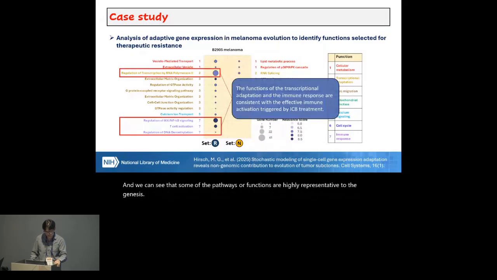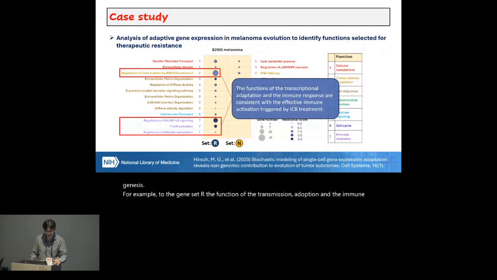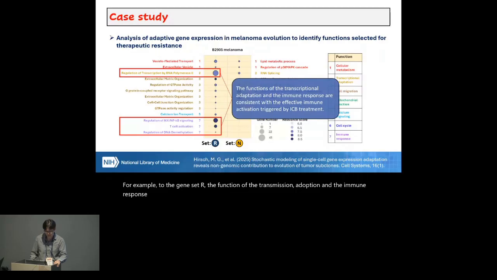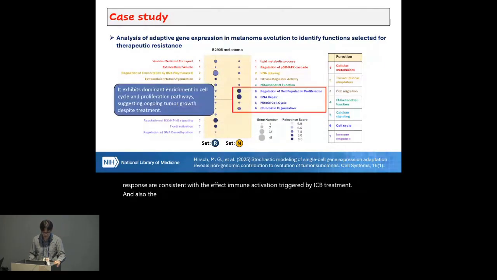For example, for gene set R, the functions of transcriptional adoption and the immune response are consistent with the effective immune activation triggered by ICB treatment. And on the other side, the cell cycle exhibits the dominant enrichment, and also the proliferation pathway, suggesting ongoing tumor growth despite the treatment.